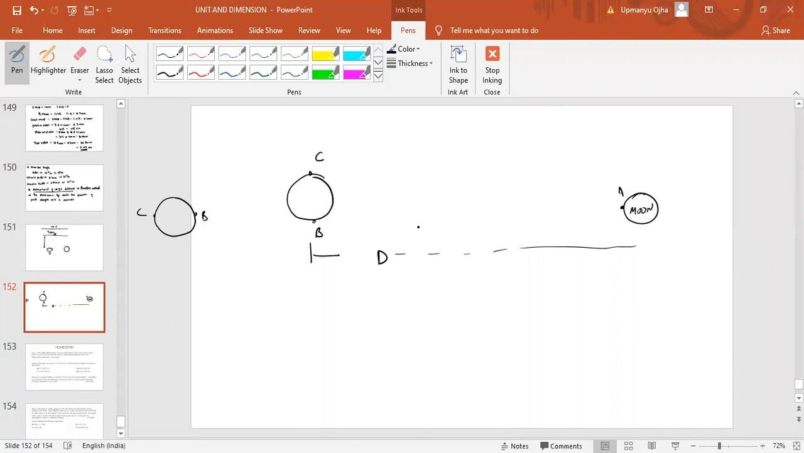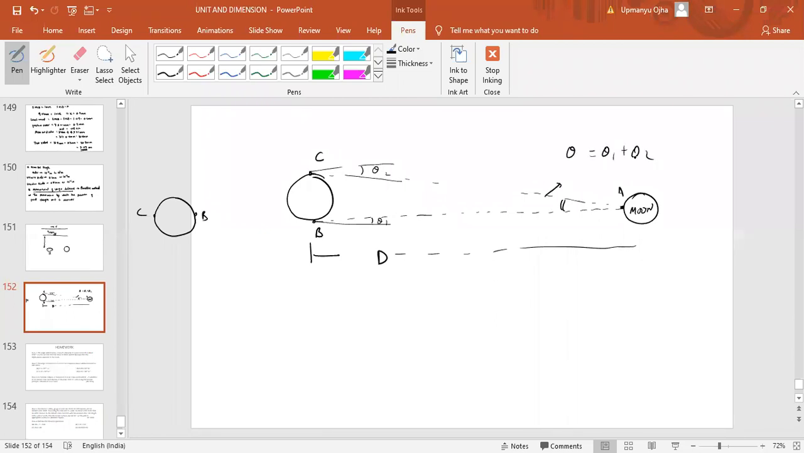Now if I observe point A from point B, it will make a certain angle, let us suppose theta 1, from the vertical. Now if I observe this Moon point A from point C, it will make a certain angle theta 2 from the vertical. Now just look at the total angle here. The total angle from the two different points B and C would be theta, which is theta 1 plus theta 2.